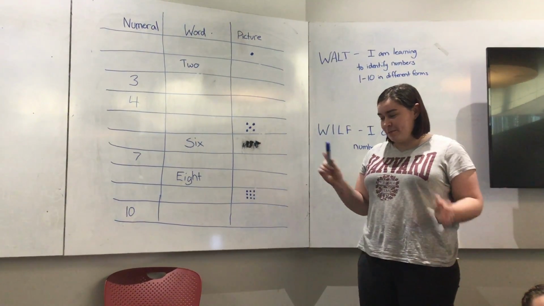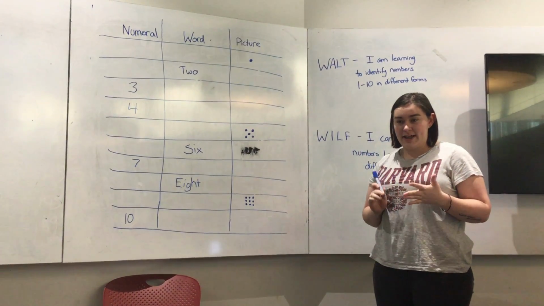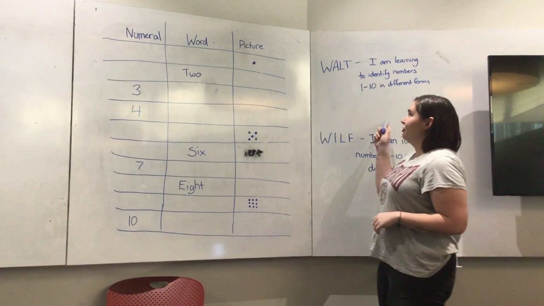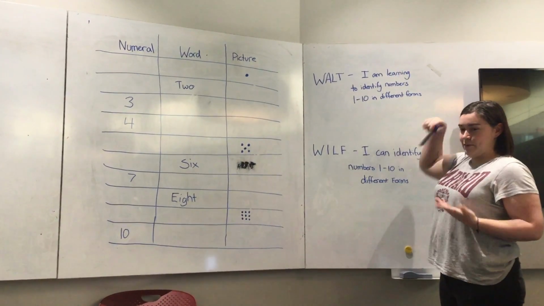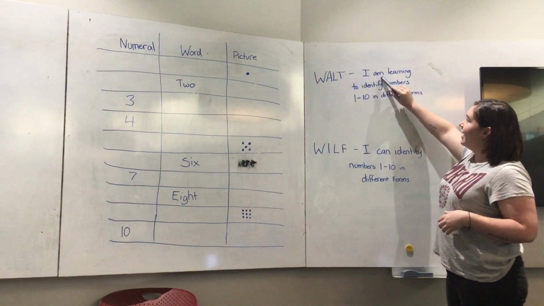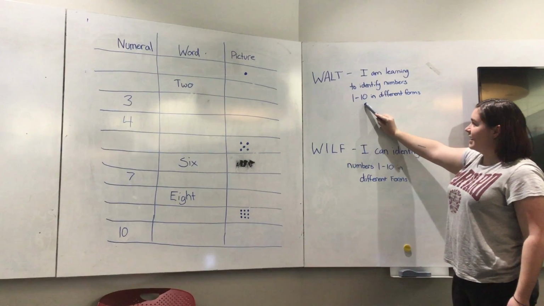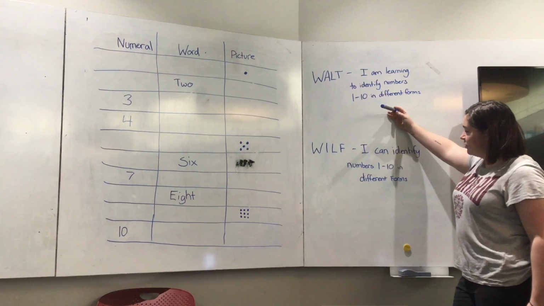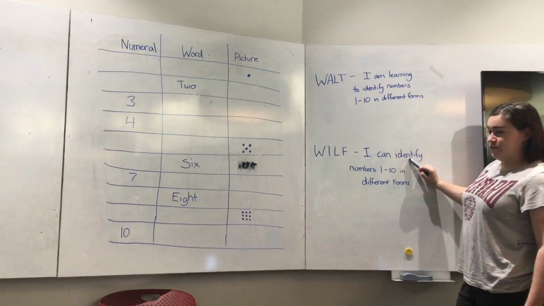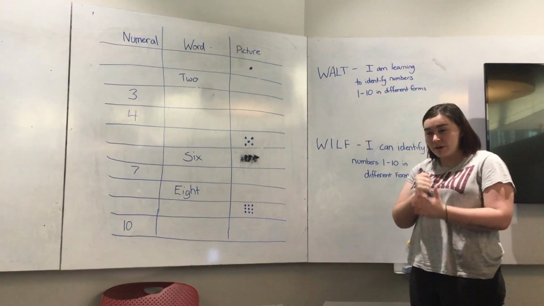Today in class we're going to be working on identifying the numbers 1 to 10 in number, word and picture form. So we'll just go through our whats and our wills, and I want you to say it as I point to it. I am learning to identify numbers 1 to 10 in different forms. And Will, by the end of the lesson you should be able to identify numbers 1 to 10 in different forms. Do you understand what we're doing today?